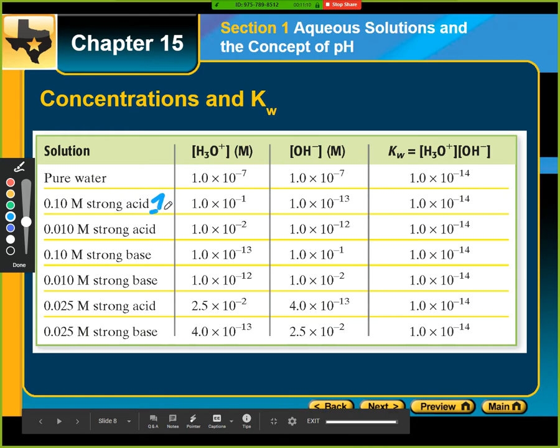A pH of 1. This one right here has a 0.01 molar concentration. It's still very strong. Its hydronium concentration is 1 times 10 to the negative 2. This is going to have a pH of 2. So how do I know that? It has to do with this exponent right here.